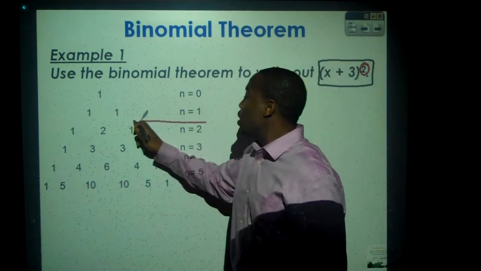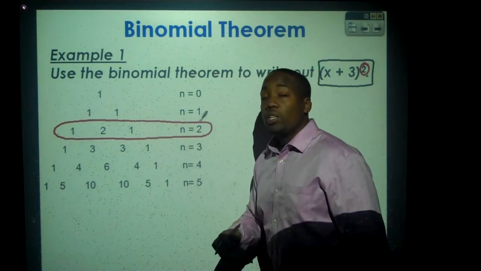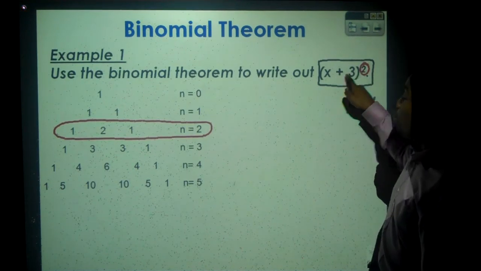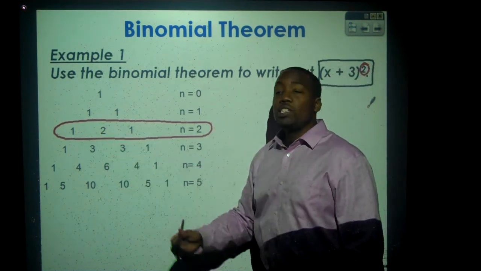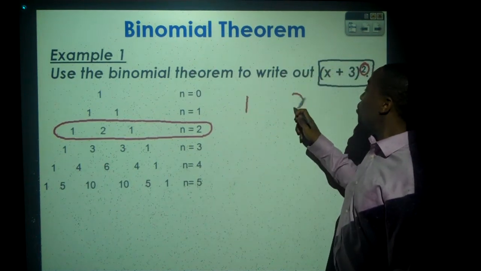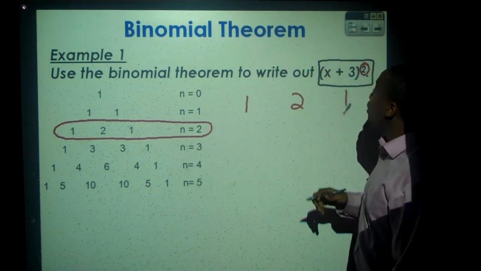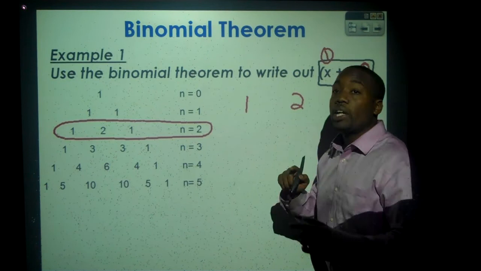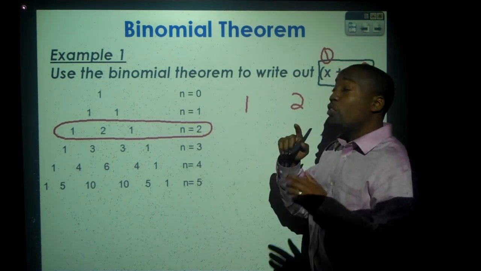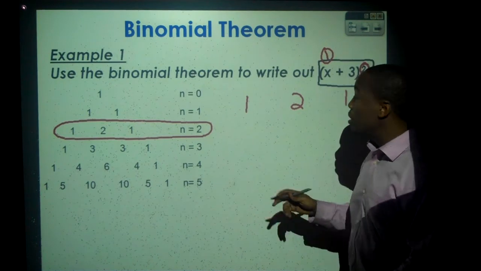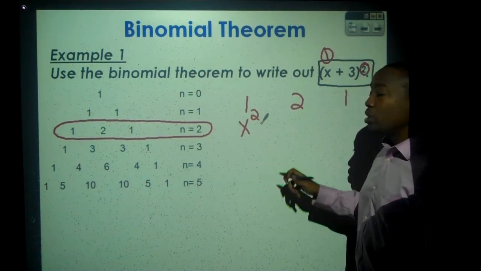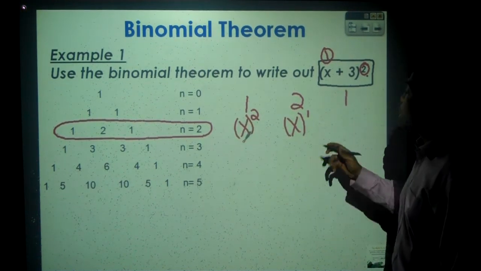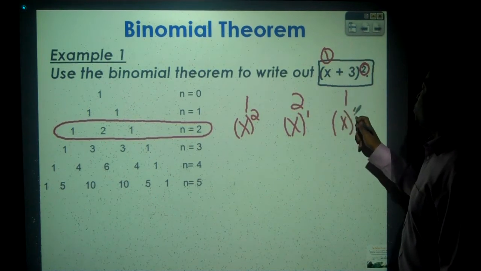So this right here corresponds with the exponent that we have, right? So 2, 2. Now let's pull the coefficients out. So we've got 1, 2, and 1. Okay? So we're going to take the first monomial, which in this situation would be x. And we're going to count from 2 all the way down to 0. So this would be x squared, x to the 1, and I'm going to put parentheses around here. Right now it doesn't make sense, but you'll see how it's going to make sense later. And then x to the 0, right?